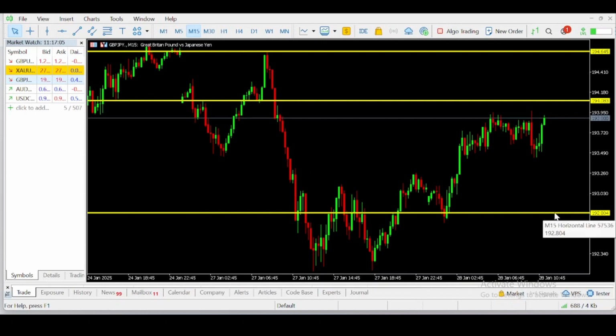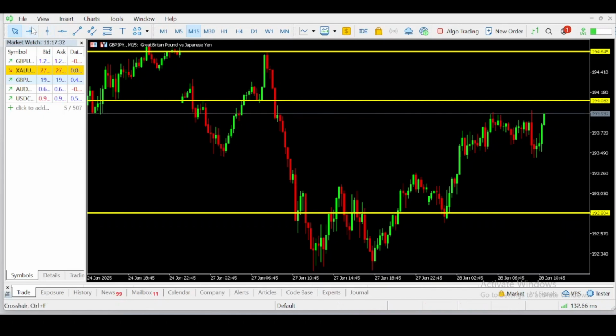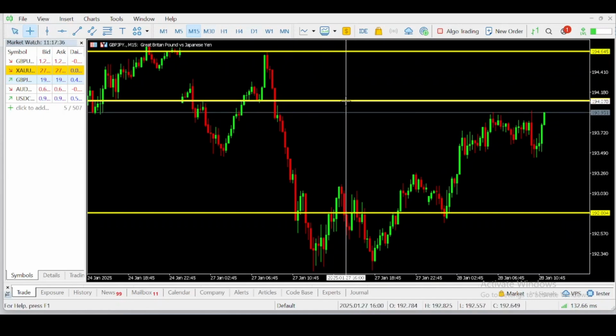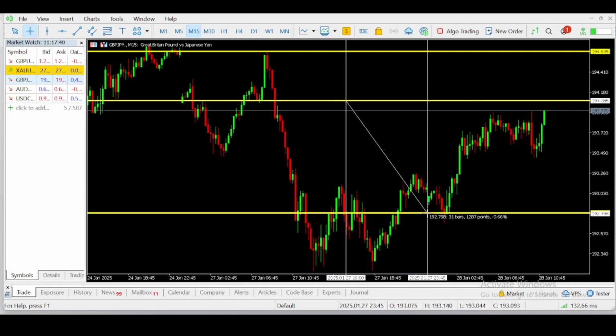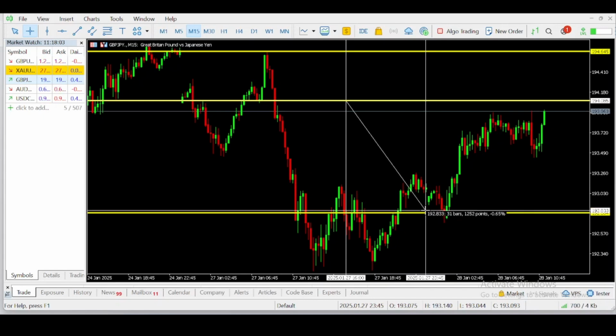Okay, after subtracting the value you get, just divide it by 0.01. You just get the number of pips you want to work with. Or you can just calculate from here, bring it down like this to get the value. This first number you are seeing here is the price. Then the second one is 32 bars. The third number is 128.7 pips. Okay, so from this point down here, this is like 128 pips. So that is how to calculate it manually, or you can just use the tool to calculate it.